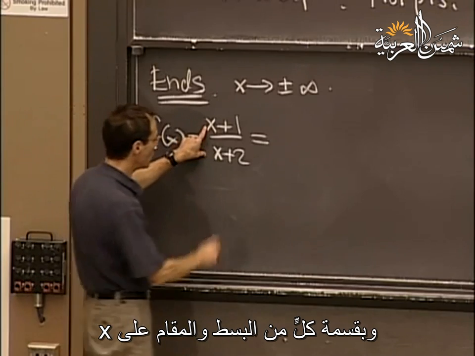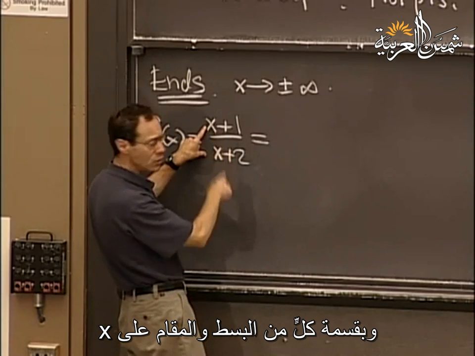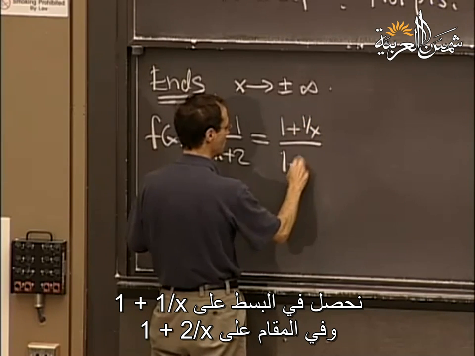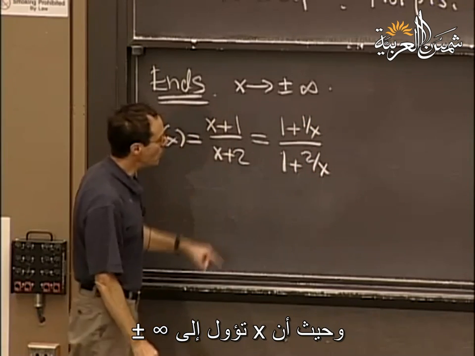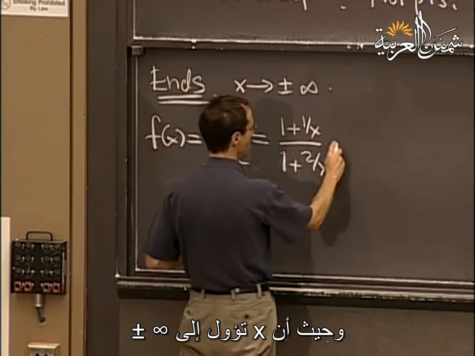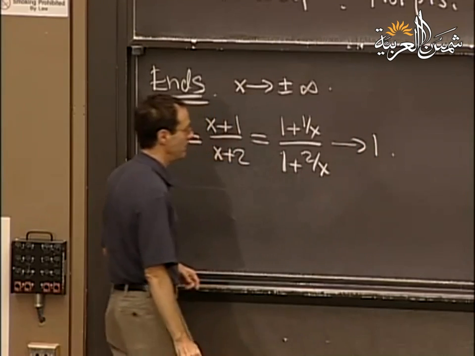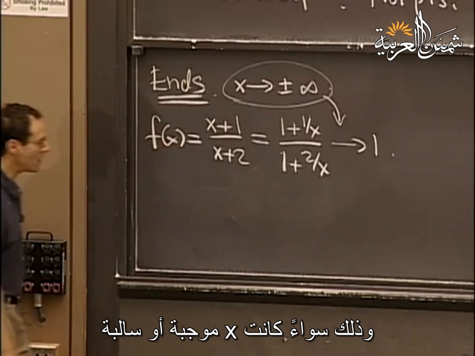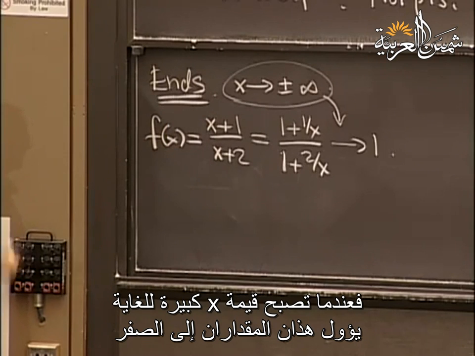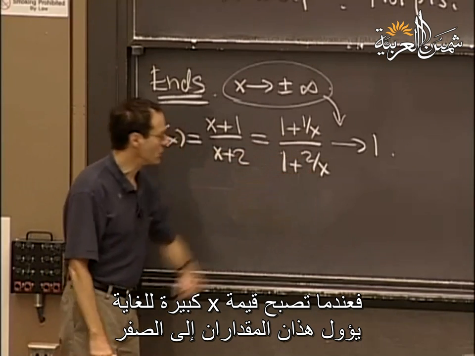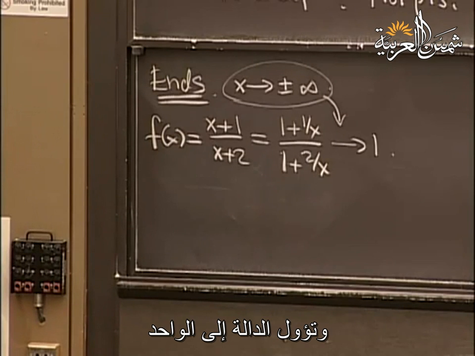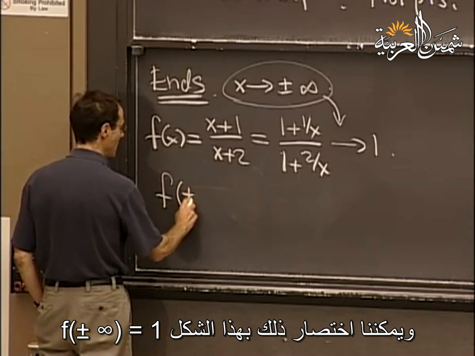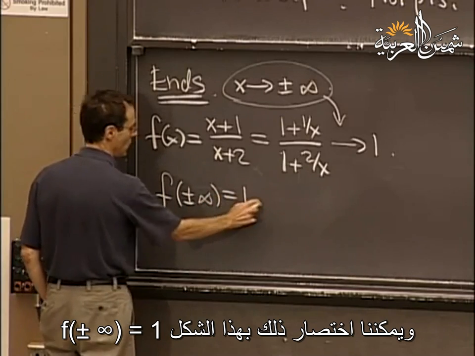And here, the way to do it is to divide by x in numerator and denominator, as 1 plus 1 over x, 1 plus 2 over x. Then you can see what happens as x goes to plus or minus infinity. It just goes to 1. No matter whether x is positive or negative, when it gets huge, these two extra numbers go to 0, and so this tends to 1. If you like, you could abbreviate this as f of plus or minus infinity is equal to 1.